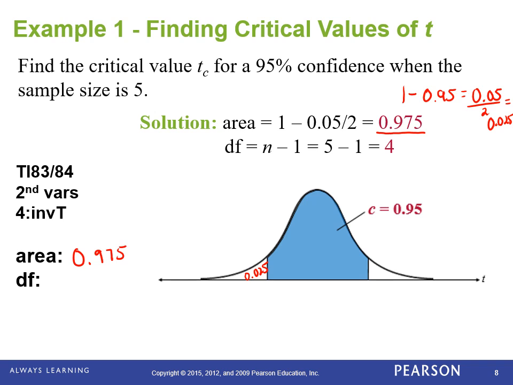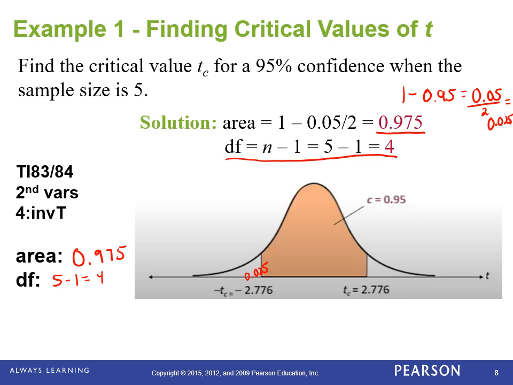But we can go to our second VARS. Remember that takes us to distribution. This time we're going to take number 4, inverse of t. We've got to plug in our area. And then to find our degrees of freedom, our sample size is 5. So like they show you up here, 5 minus 1 gives you 4. So we would be plugging in this 0.975 and 4 in there in order to get these numbers here.